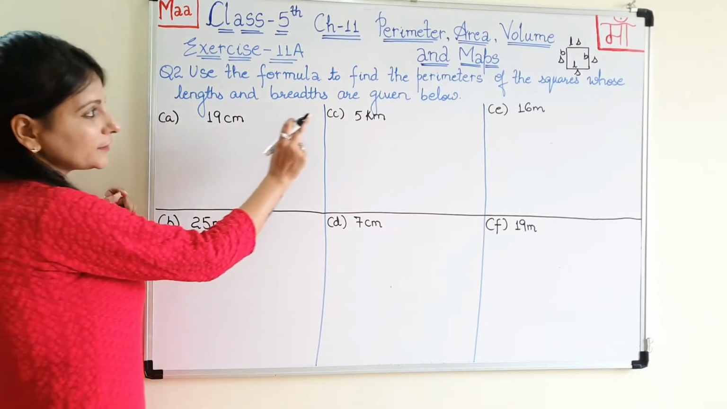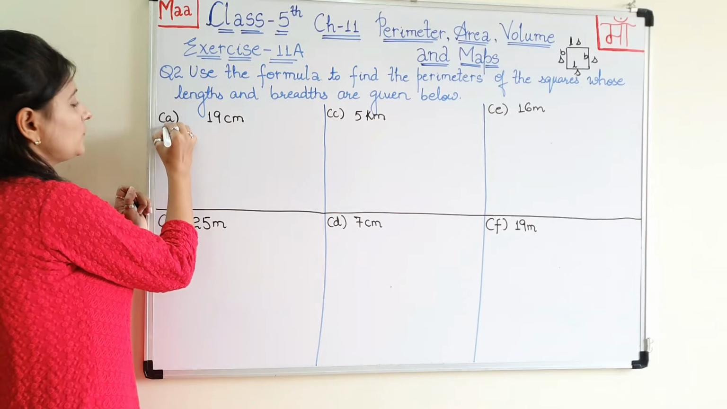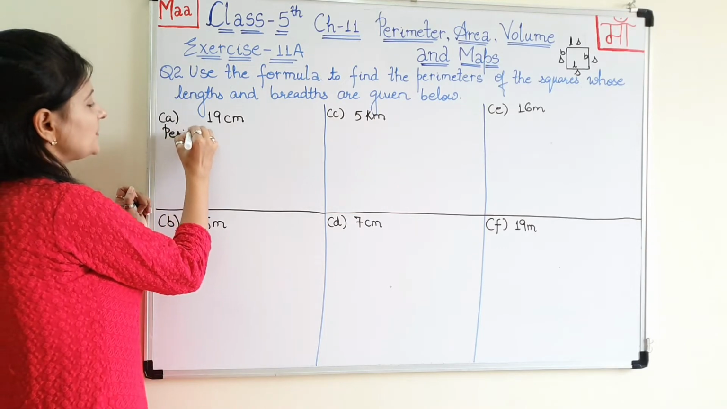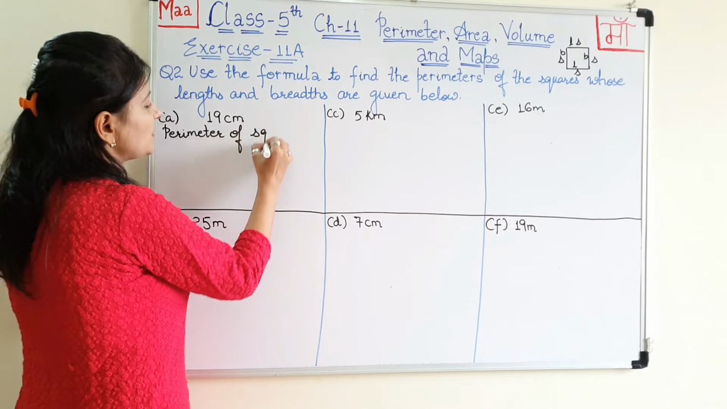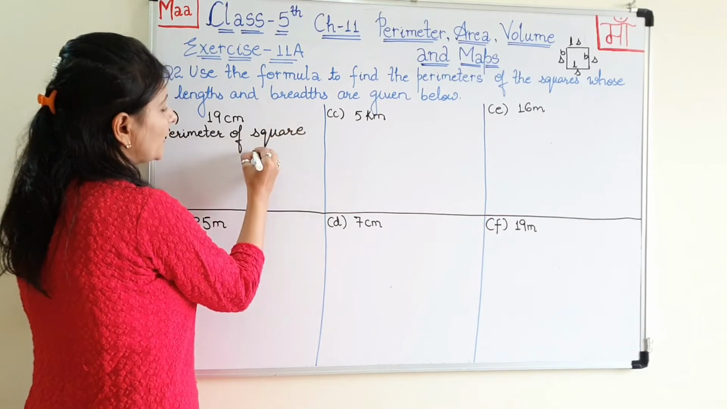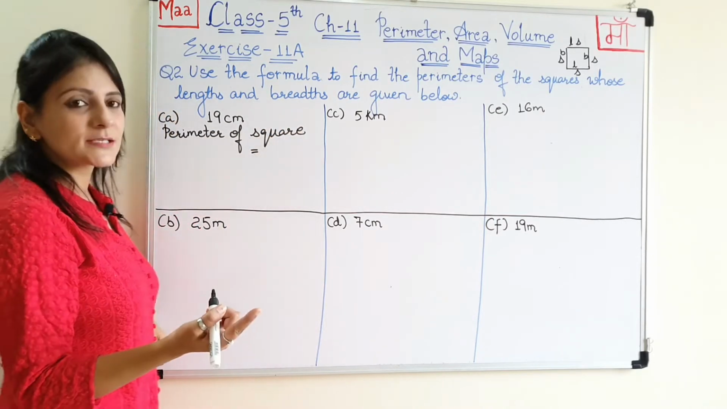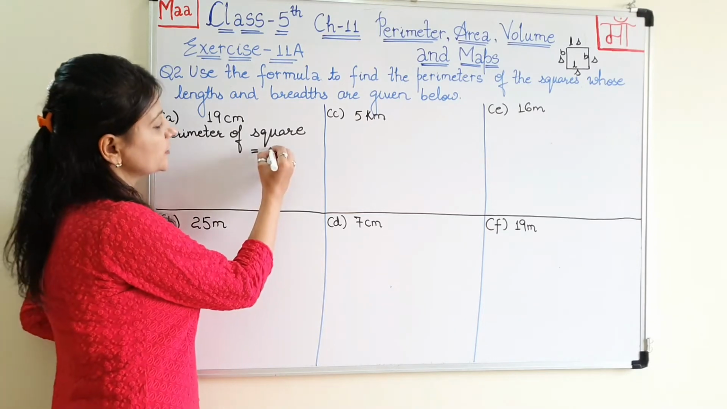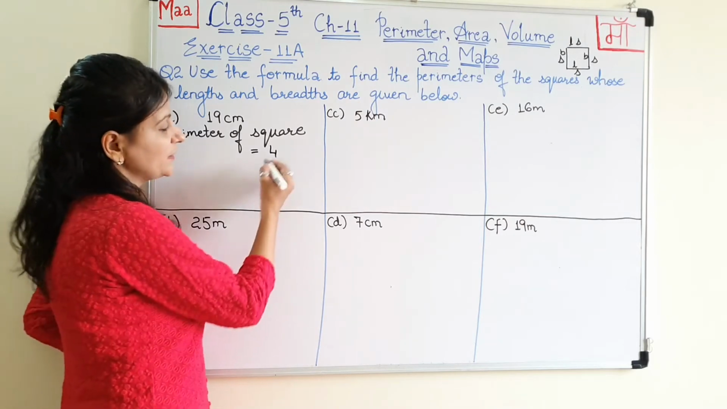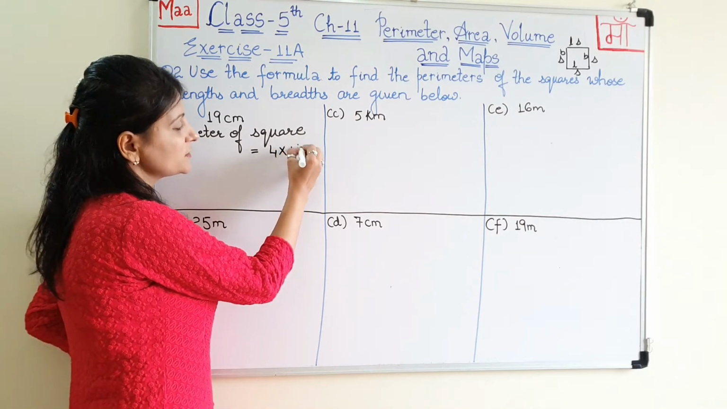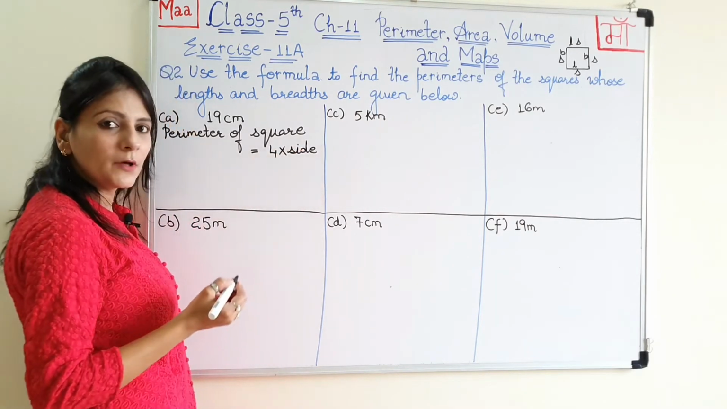So we have to find the perimeter of square. So here we will put the formula of perimeter of square. The formula of perimeter of square which I have taught you, I told you that 4 sides are there in square. So firstly we will write 4 because all the 4 sides have the same measurement. So 4 multiplied by side. So this is the formula of perimeter of square.